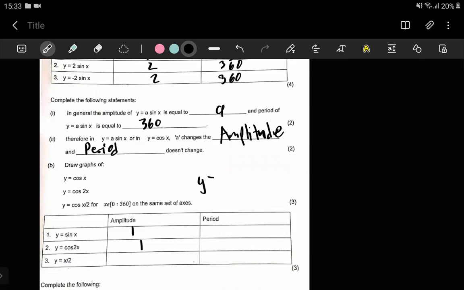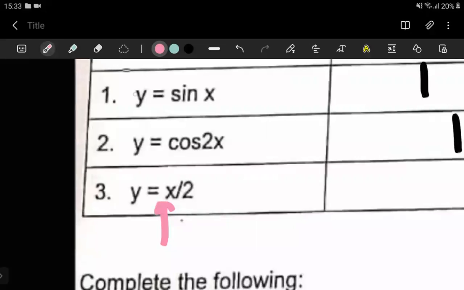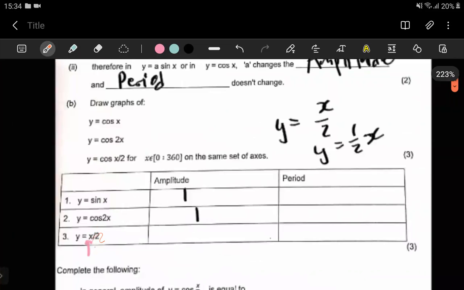Because y equals x over 2 is the same as y equals a half x. So what I'm saying is, was there maybe supposed to be a sine or a cos in front here? There is a cos. It's y equals cos x over 2. Oh, so they forgot to put it there. Yeah, so this should be y equals cos x over 2. The number in front of the cos there is still a 1.